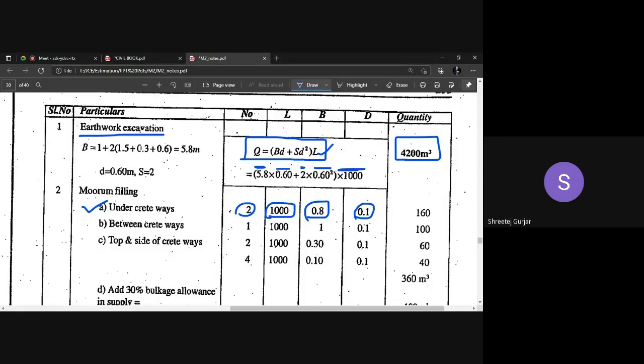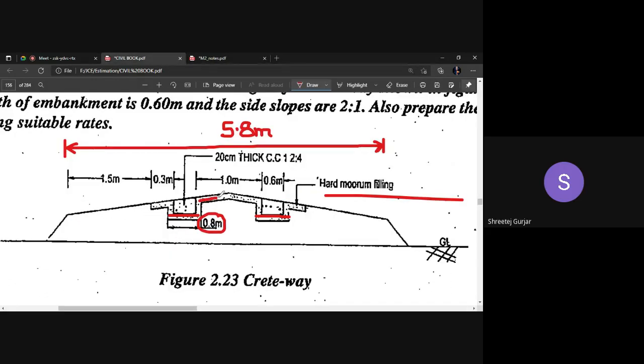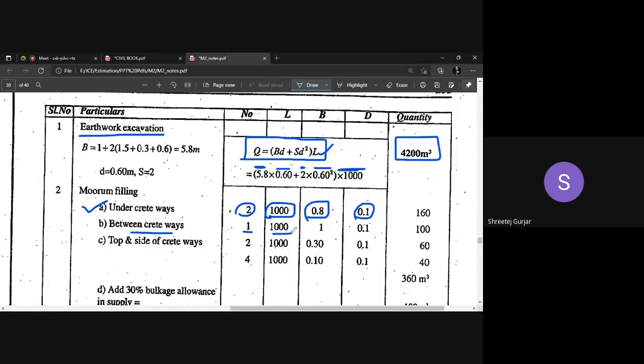Next, between the concrete ways is this part, in between these two. So what is the B value? 1 meter. What is the length value? Length value is 1000 meters. And what is the thickness? 0.1, right? 1, 1000 and 0.1 is the thickness. So this is done.